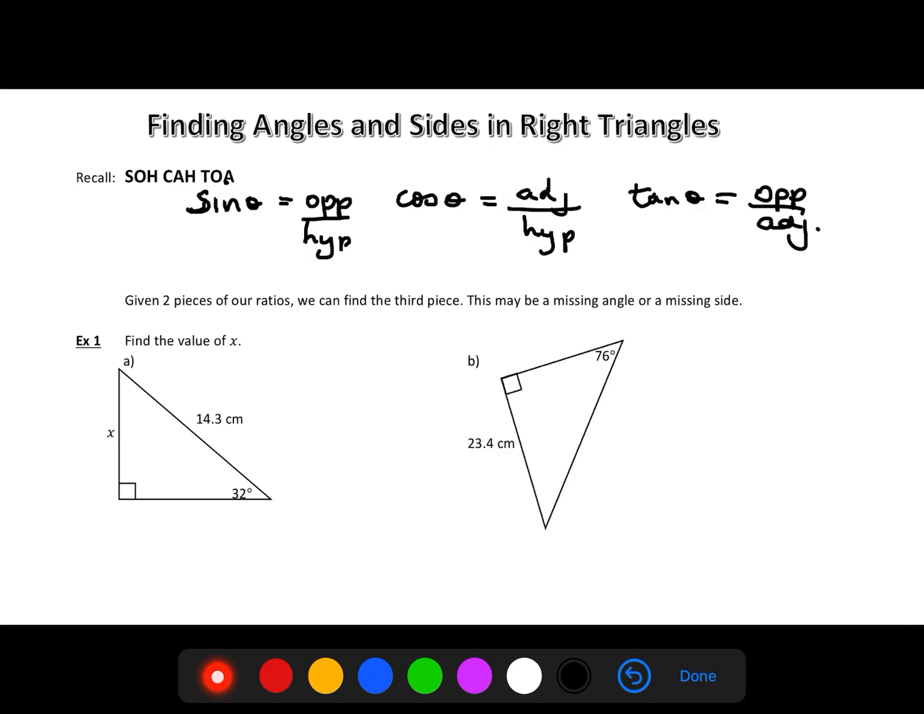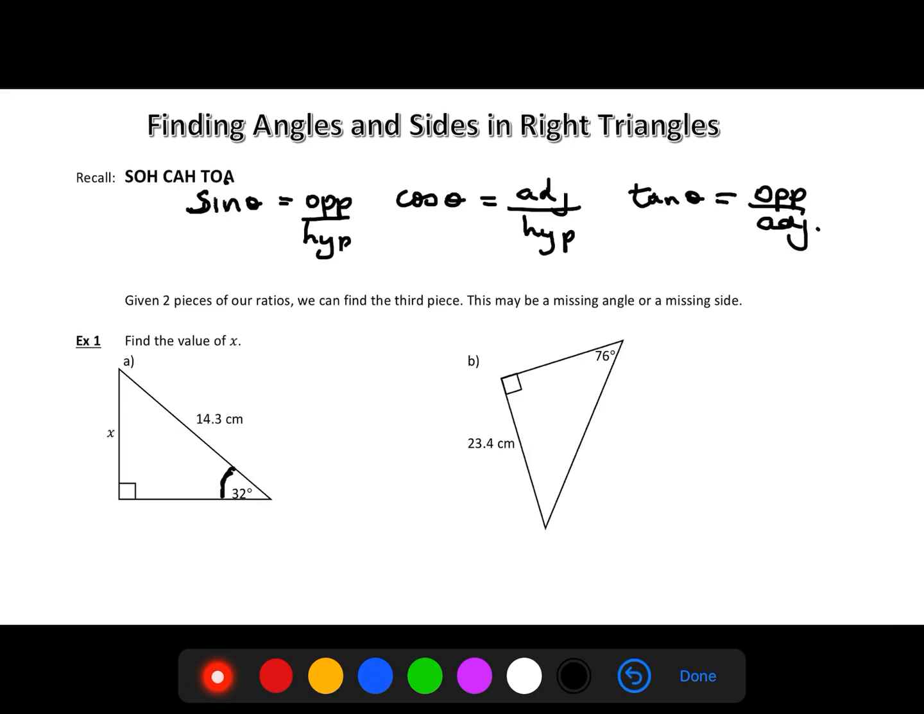So, notice that each of these ratios consists of an angle and two sides. As long as we have two of those pieces, we can find the third using those ratios. So in example number 1, we want to find the value of x, so we're looking for a side.